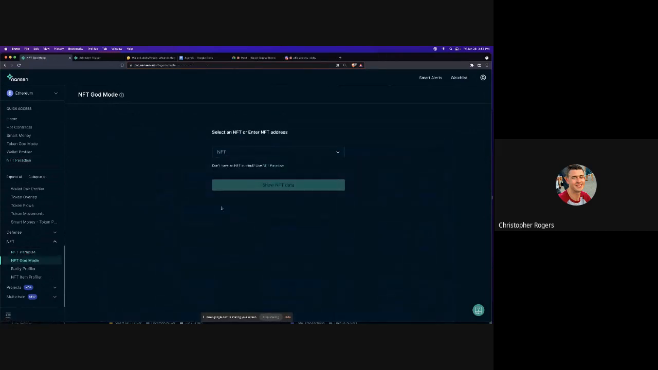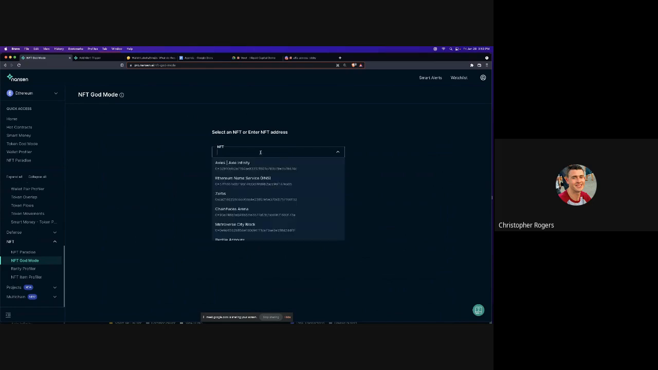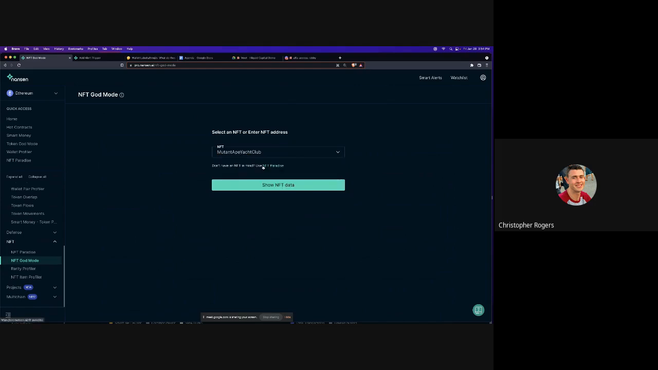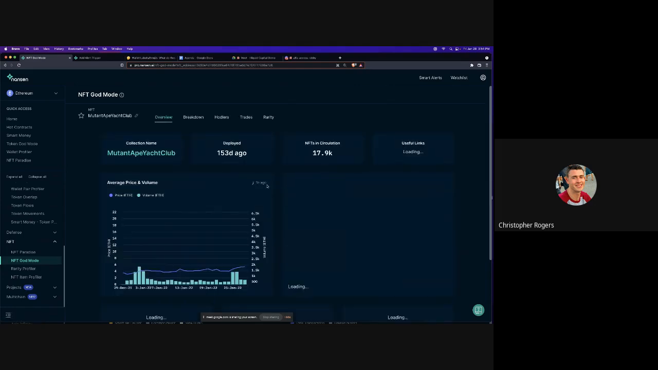As I mentioned earlier, NFT God mode is a great tool that will allow you to conduct this bottom-up analysis starting with a specific NFT collection. If I click this drop-down menu, it'll provide me with a list of options. However, if I want to look at a collection that's on my mind, I can do so. If I just type in Mutant Ape Yacht Club, we can do an analysis on this collection. So I'll select Show NFT Data.